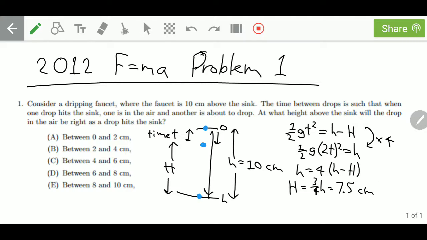And so the answer, we can see that capital H is between 6 and 8 centimeters. And that's all there is to this problem.